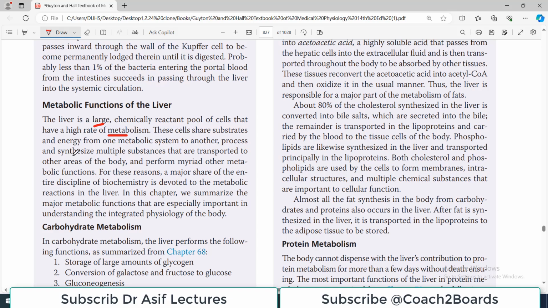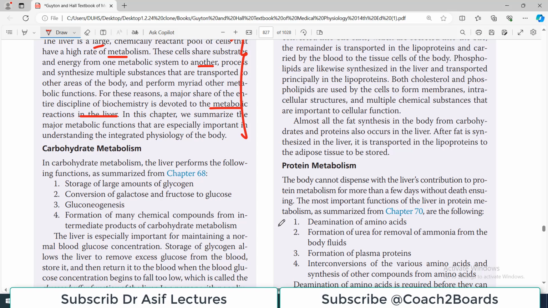These cells share substrate and energy from one metabolic system to another, and process and synthesize multiple substances which are transported back and forth in the blood. For these reasons, a major share of the entire discipline of biochemistry is actually devoted to the metabolism in the liver. So you deal with this in great detail when you do biochemistry. So यहाँ हम quickly जो main points हैं उनको touch करेंगे.